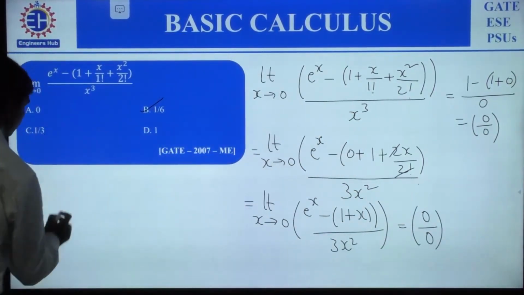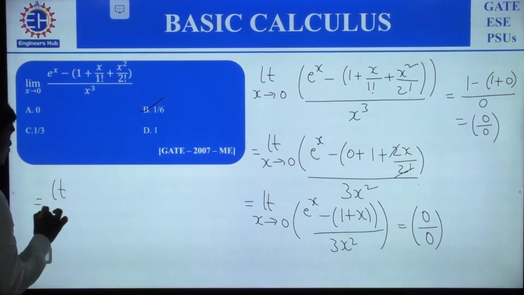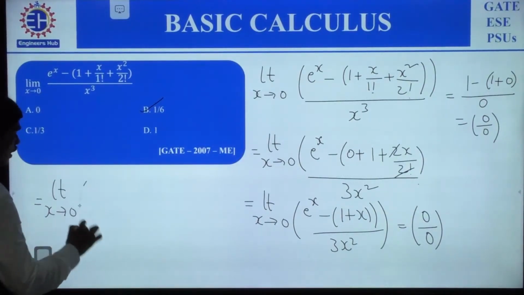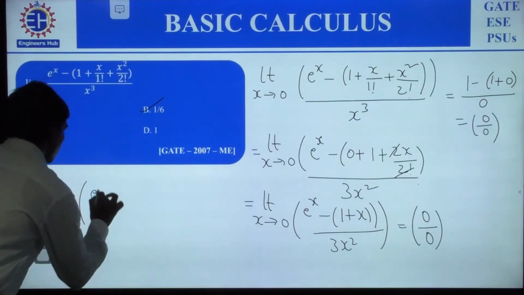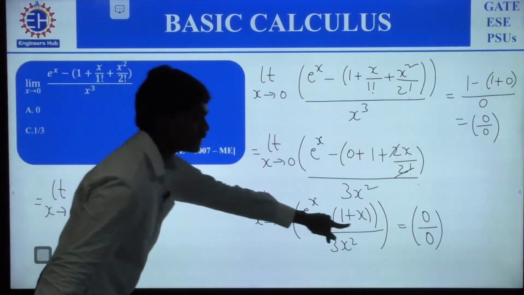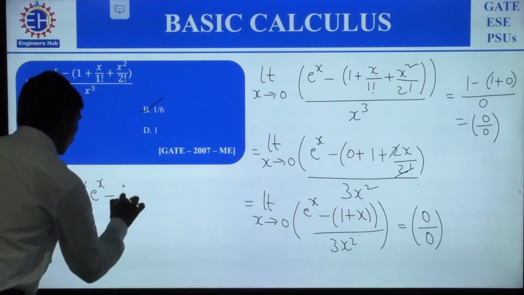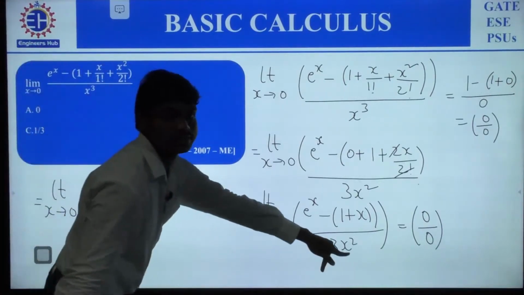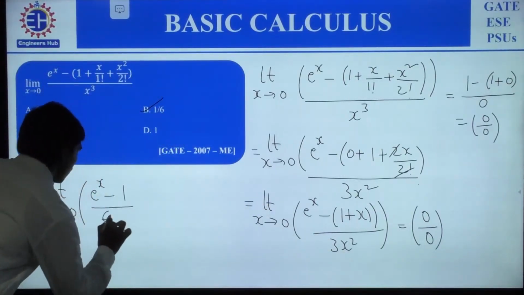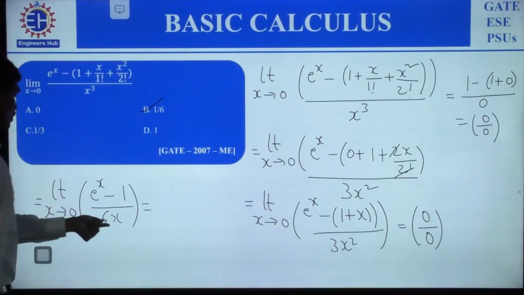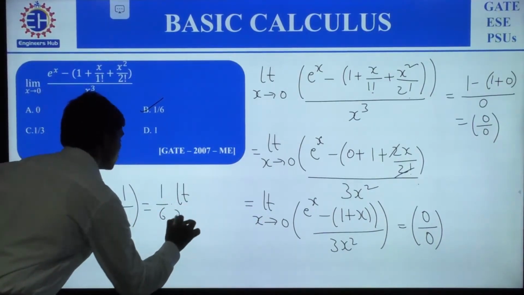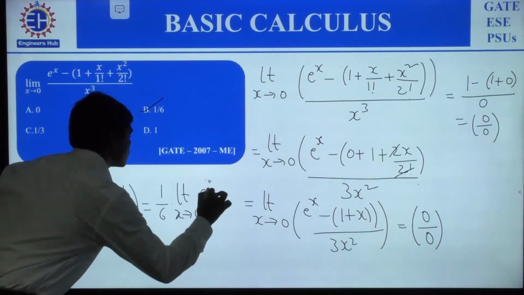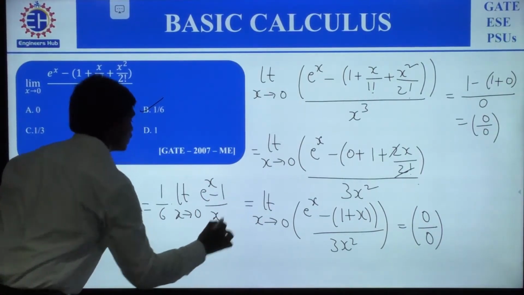So this is the second step. So this is equal to limit x tends to 0. Again, if you apply differentiation one more time, the derivative of this is e power x minus the derivative of 1 plus x, which is 1, divided by the differentiation of 3x square, which is 6x. So now if you bring this constant 6 out, it is 1 by 6 into limit x tends to 0 of (e power x minus 1) by x.